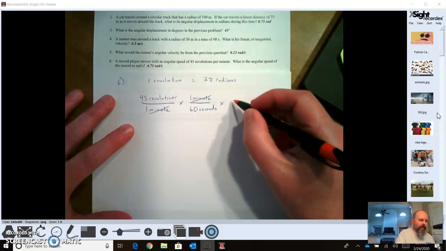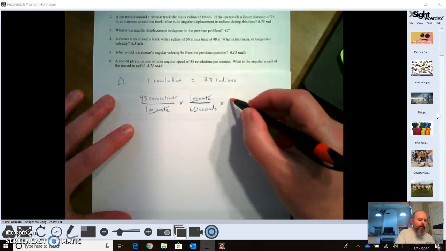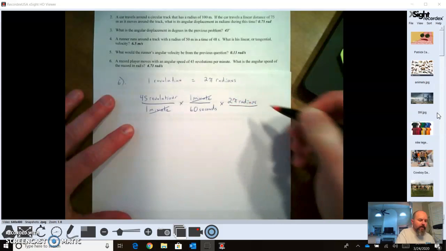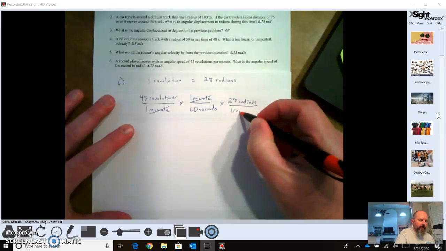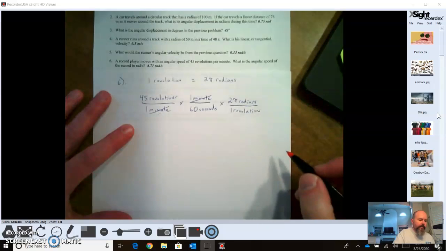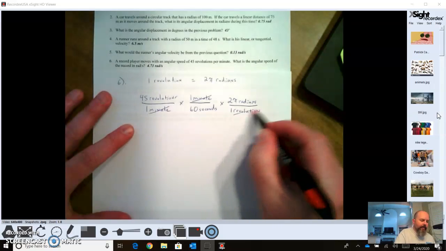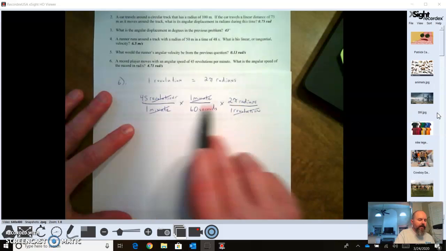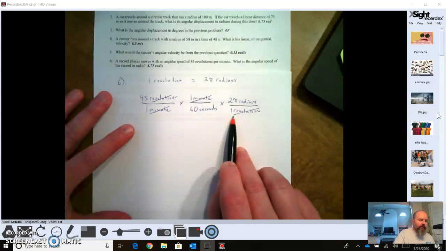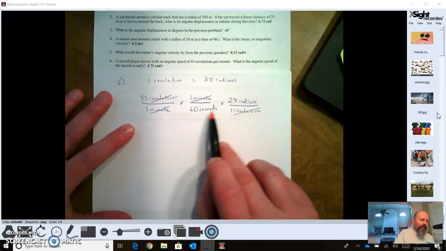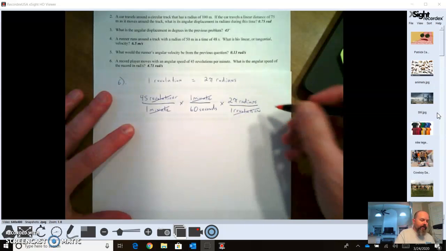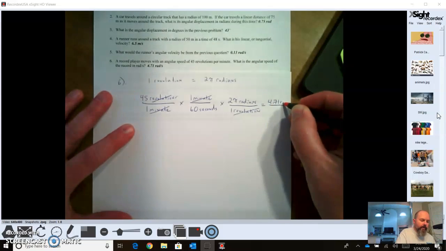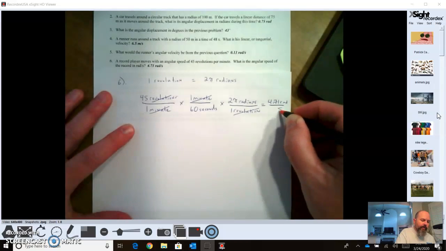So I've got to do one more step, and we know from this equality up here that 2 pi radians is equivalent to 1 revolution. Now, revolutions on the top and the bottom will get canceled out. 45 times 1 times 2 times pi divided by 1 times 60 times 1, which is just 60, will give me an answer in radians per second. So the answer for this question, if you multiply all that out, should be 4.71 radians per second.